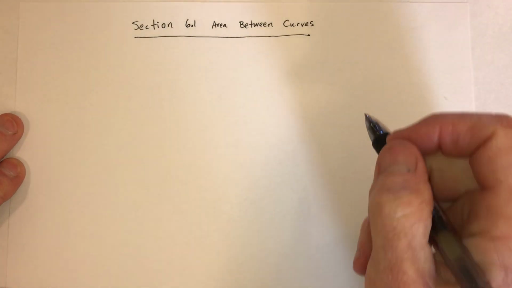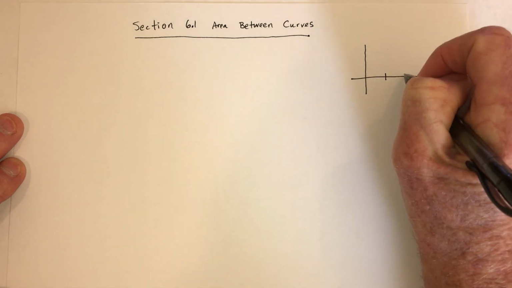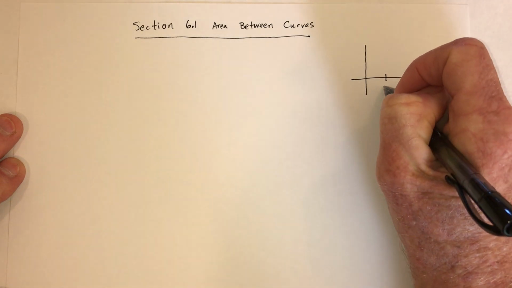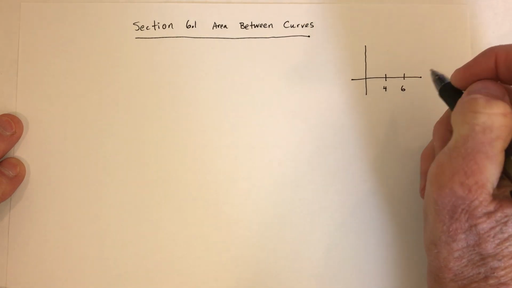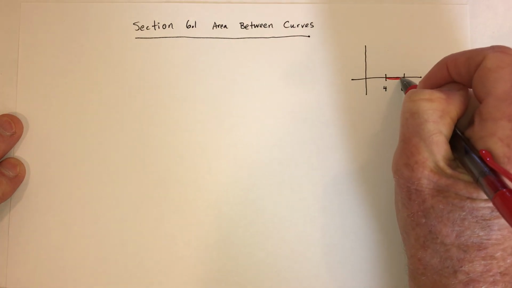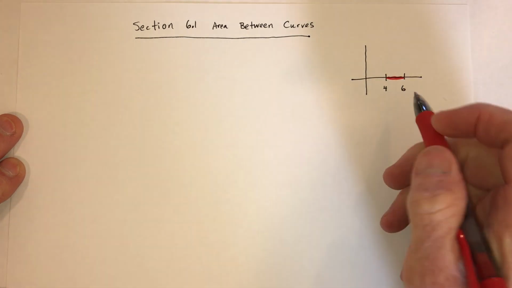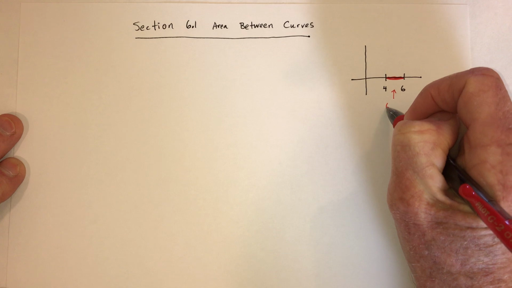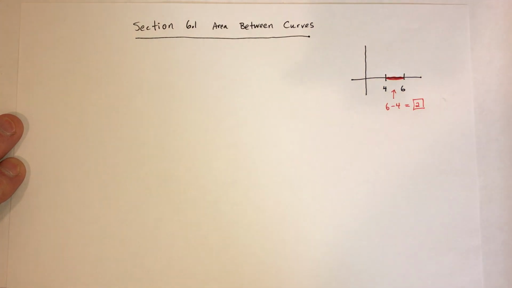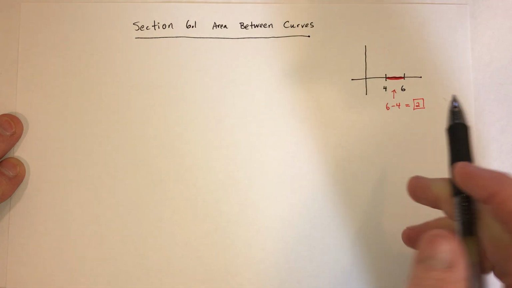Section 6.1 is about the area between two curves. But before doing that, just look at this little simple problem right here. Suppose you're on the x-axis and this goes from 4 to 6. Then what's the length of this nice little red line segment? The length is going to be 6 minus 4 equals 2. So you just take the number on the right minus the number on the left.